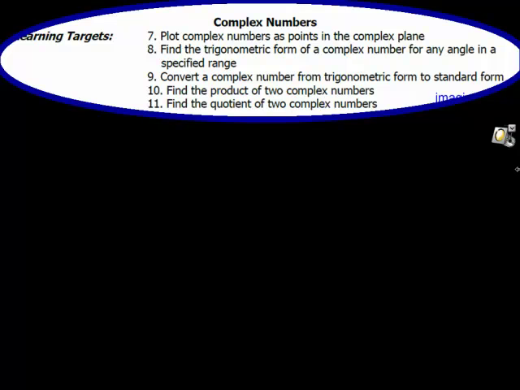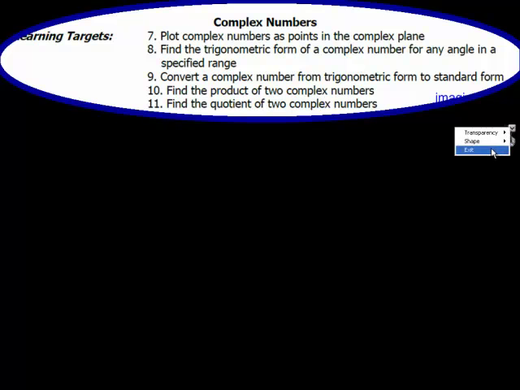The second half of Unit 10 focuses on complex numbers, which may seem unrelated to our polar coordinates. However, you will quickly find the link. For today's notes, we've got learning targets 7 through 11: plotting complex numbers in the complex plane, finding the trig form of a complex number, converting complex from trig form to standard form, finding the product of complex numbers, and finding the quotient of complex numbers.